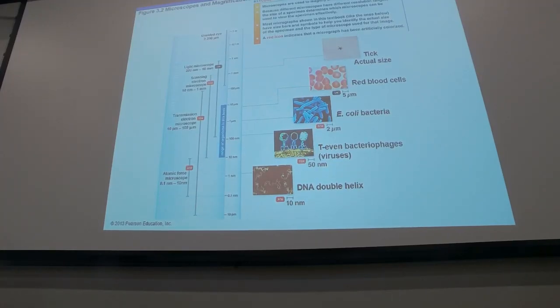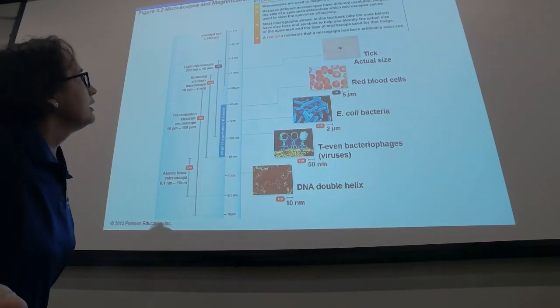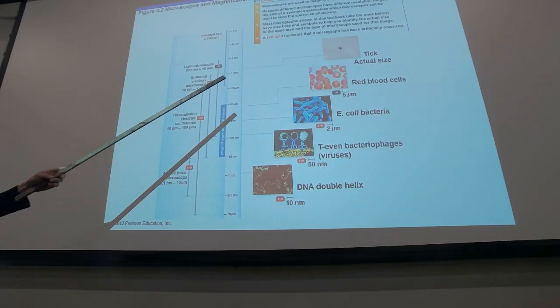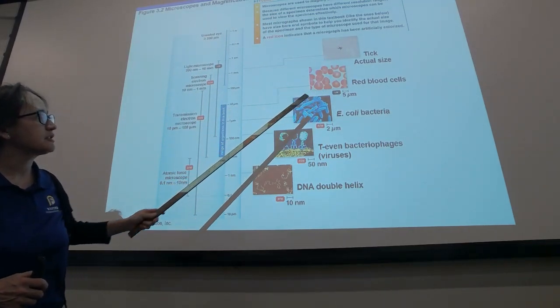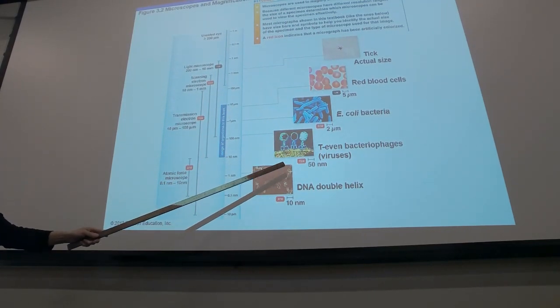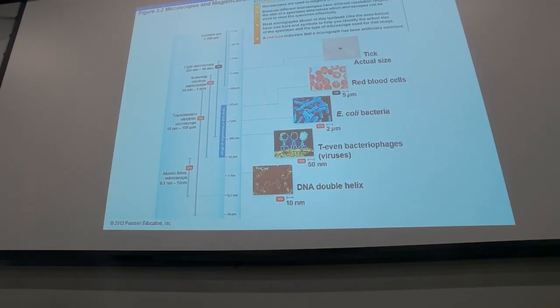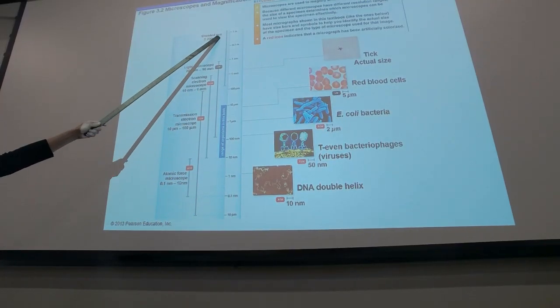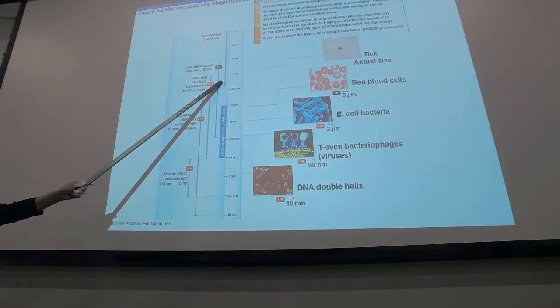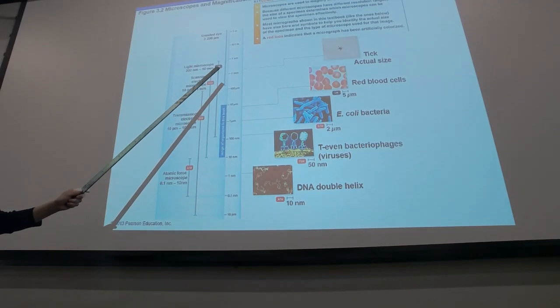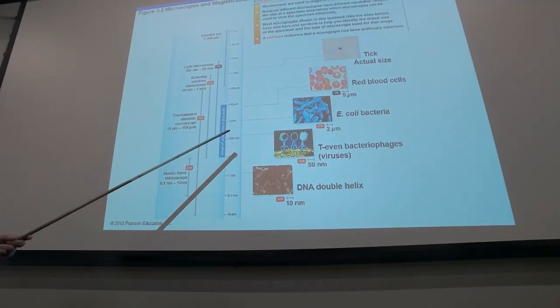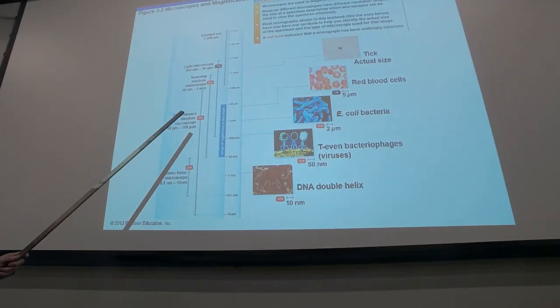So here we have these different objects, like we have a tick, red blood cells, E. coli, which is a bacteria. We have a virus, which is, in this case, T-even viruses, and then we have the DNA. So in this left side, they show us the different scales in metric units, and then it tells you what you can see with these scales.